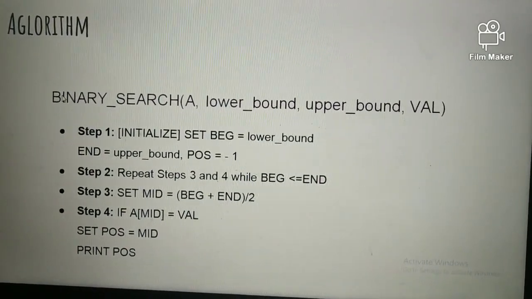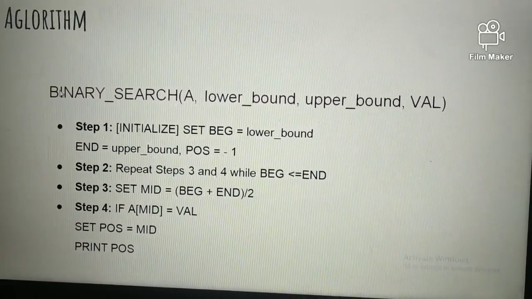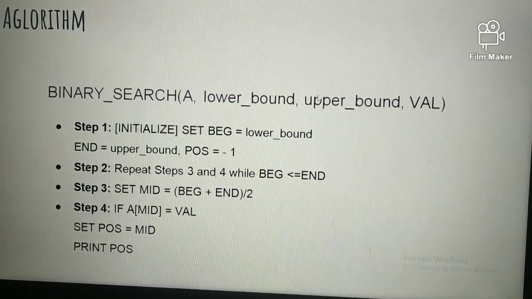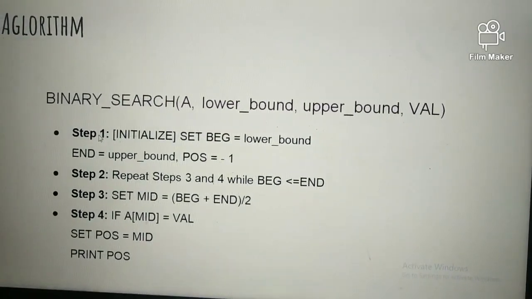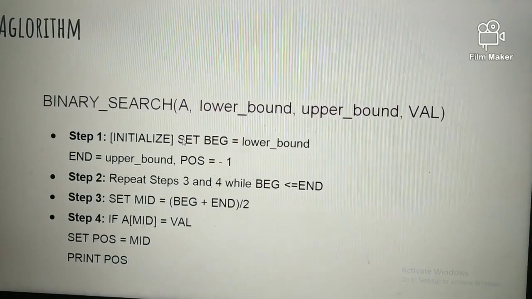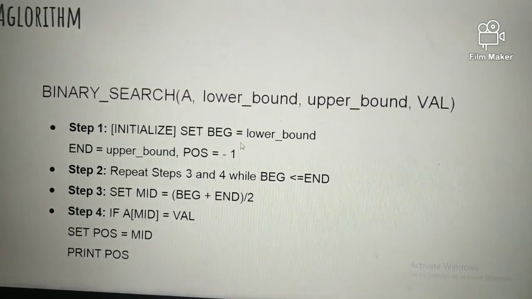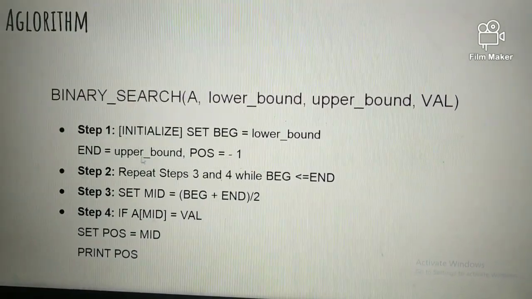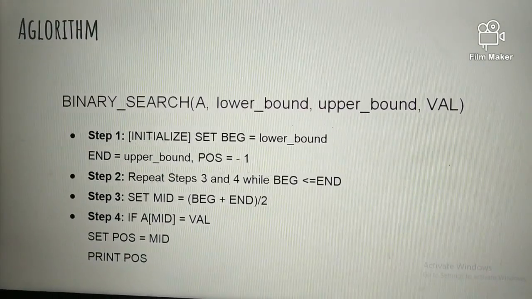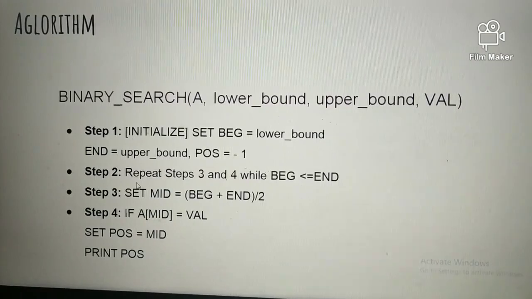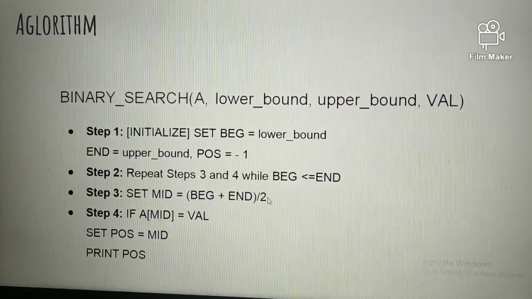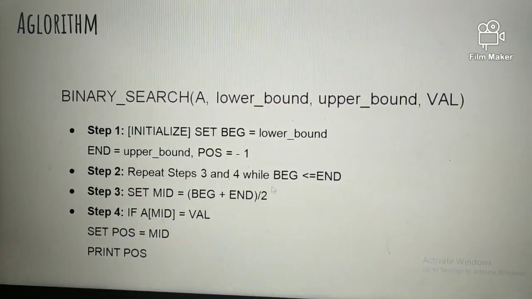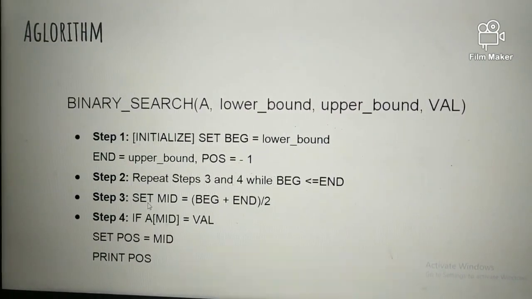So this is the algorithm. We declare the binary search method, in which A is an array, with a lower bound and an upper bound, and the value which is being searched. Step 1: we set beginning to the lower bound and end to the upper bound, and the position of value is -1. Repeat steps 3 and 4 while beginning is less than or equal to end.